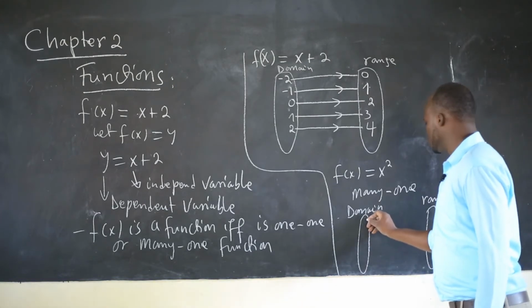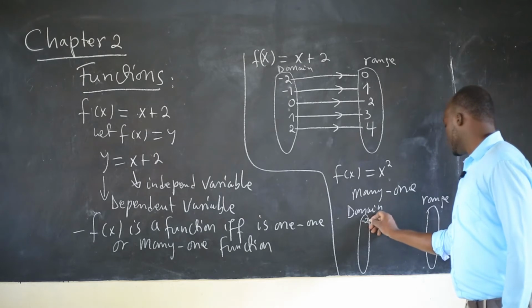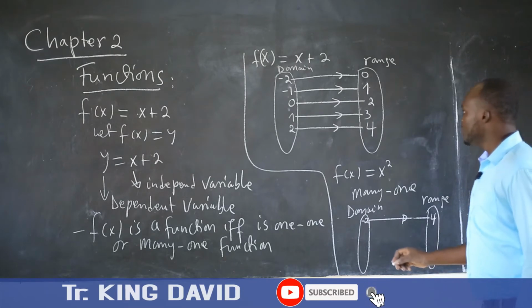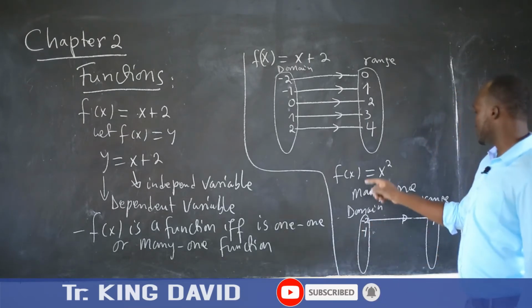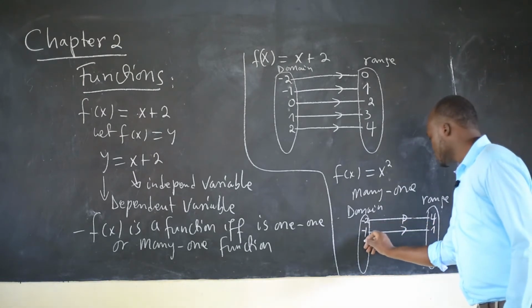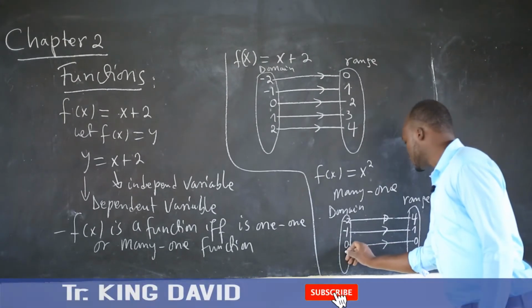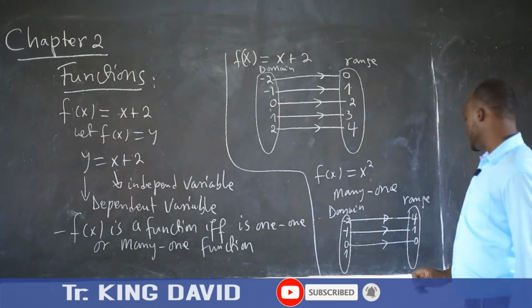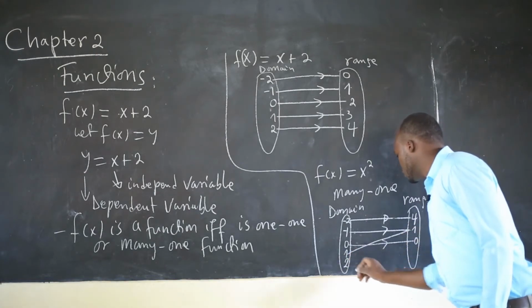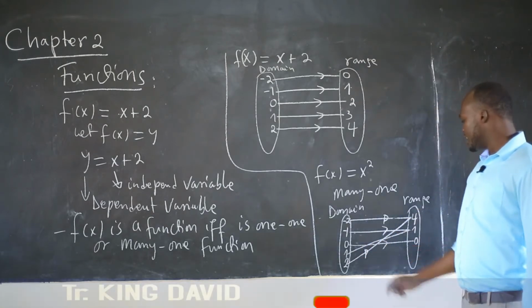So let me use negative 2 to 2. What is the value for negative 2? Negative 2 squared is 4. I use negative 1, negative 1 squared is 1. If I use 0, 0 squared is 0. Let me use 1. 1 squared is 1. You see, they share the answer. Then 2. 2 squared is 4. You see they share. So you see this is many to 1.